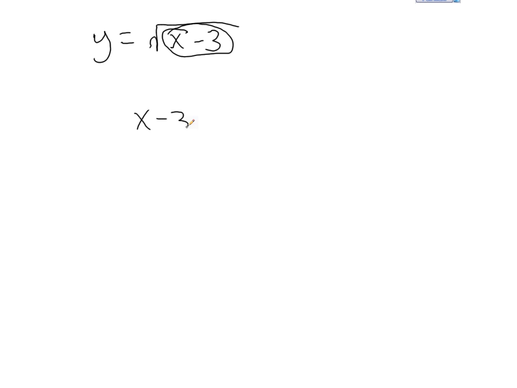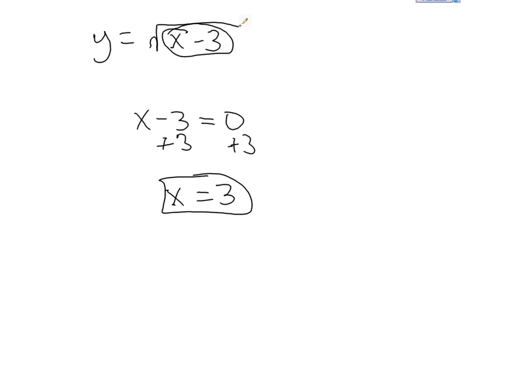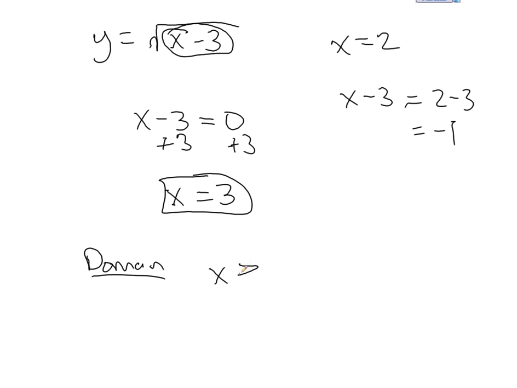Well, x minus 3 is equal to 0 when we add 3 to both sides, or you can probably see it, when x is equal to 3, the quantity under the radical is going to be equal to 0. So if I make x any smaller than 3, for example, if x is 2, then x minus 3 will be 2 minus 3, which is negative 1. So if I put in 2 for x, I get the square root of negative 1. So anything under 3 will give me negative values under the radical. So in this case the domain would be x greater than or equal to 3.